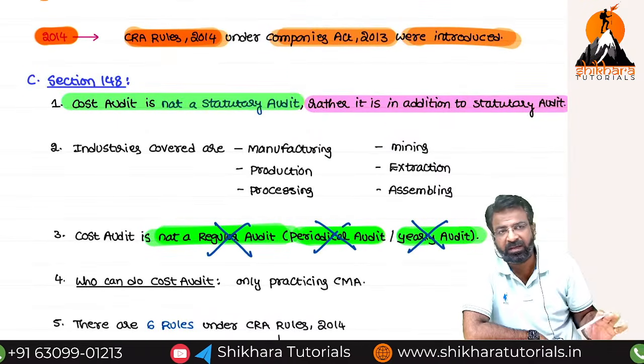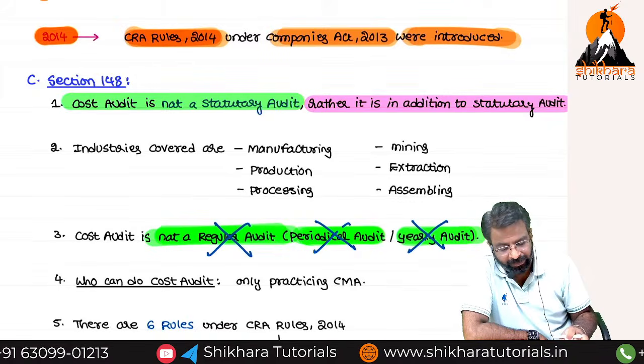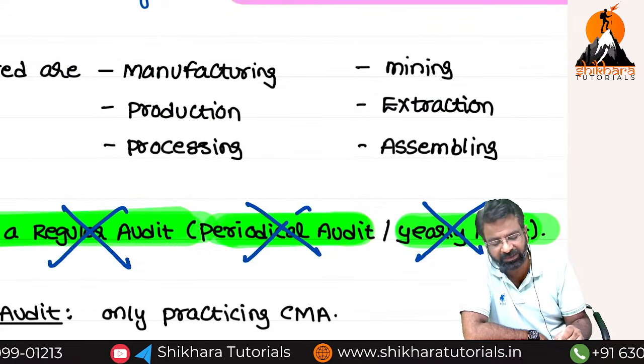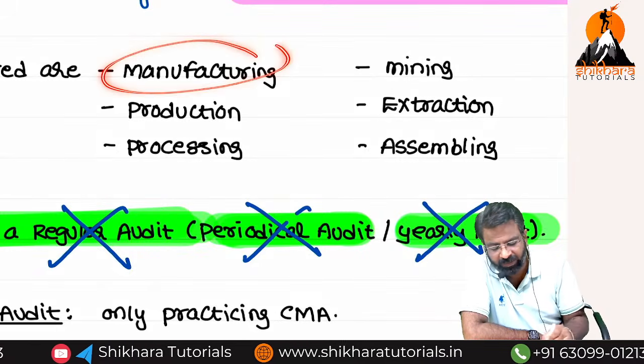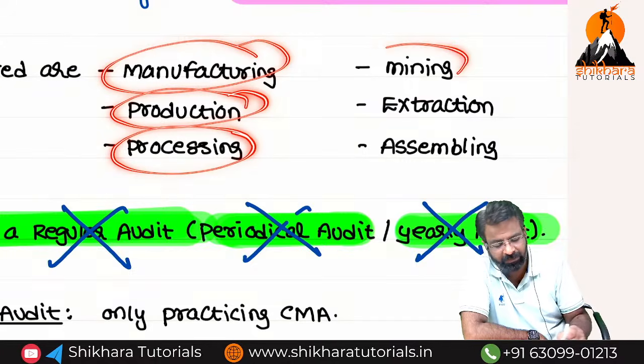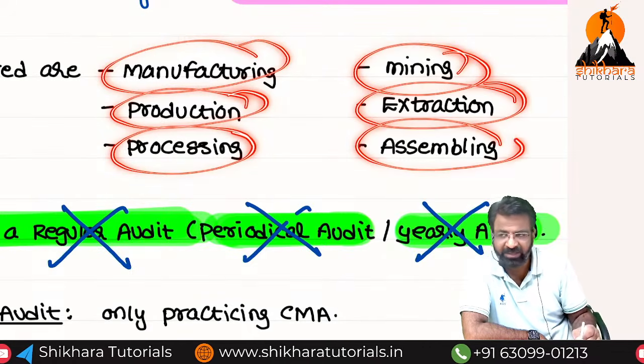Now the question is, sir, when we do the cost audit, basically the whole 39 industries in India are divided into how many sectors? Majorly, they are divided into 6 sectors. What are the 6 sectors? We have manufacturing, then we have production, processing, mining, extraction, assembling.